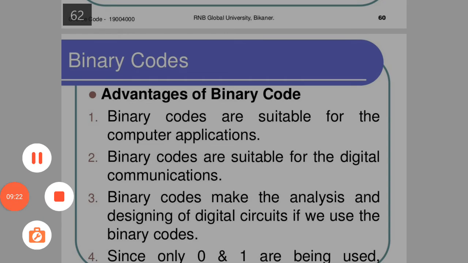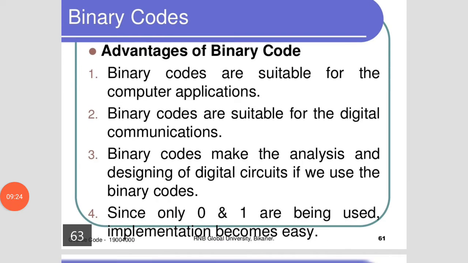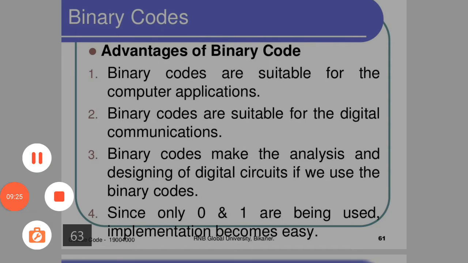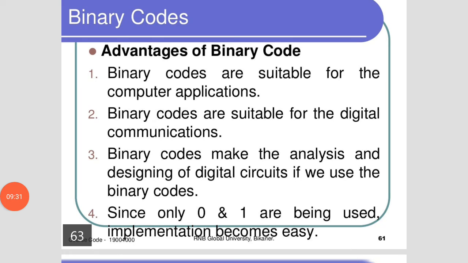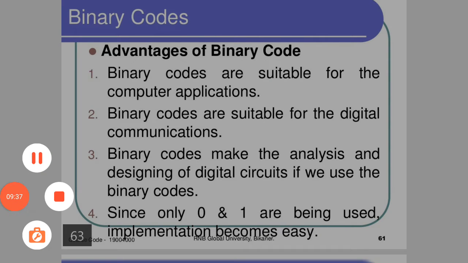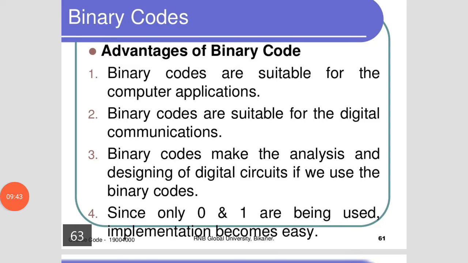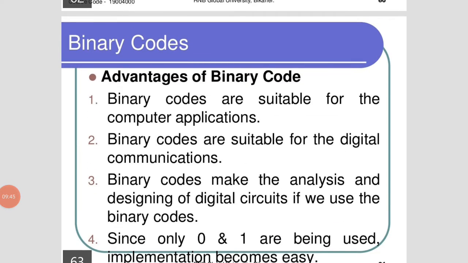The advantages of binary codes are: binary codes are suitable for computer applications. Binary codes are suitable for digital communications. Binary codes make the analysis and designing of digital circuits easier. If we use binary codes, since only 0 and 1 are used, implementation becomes easy. These are the advantages of binary code.